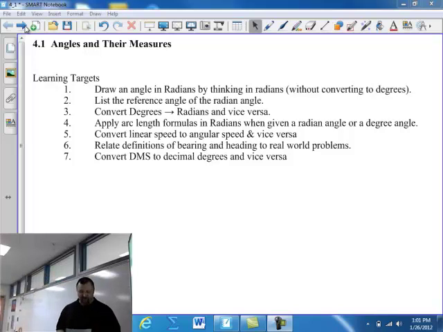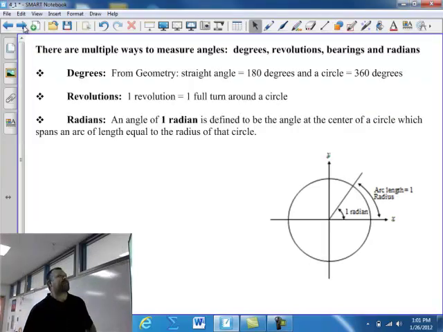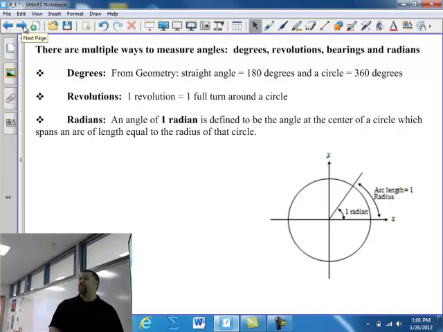Well, let's go ahead and get started with 4.1. There are lots of ways to measure angles. We're going to measure them with degrees, with radians, with bearings. What else are we going to measure them in? Revolutions is on your screen. There you go. We're going to talk about degrees and radians mainly on this video and leave the other things for your worksheets in class and some activities, mainly because you'll figure them out rather easily.